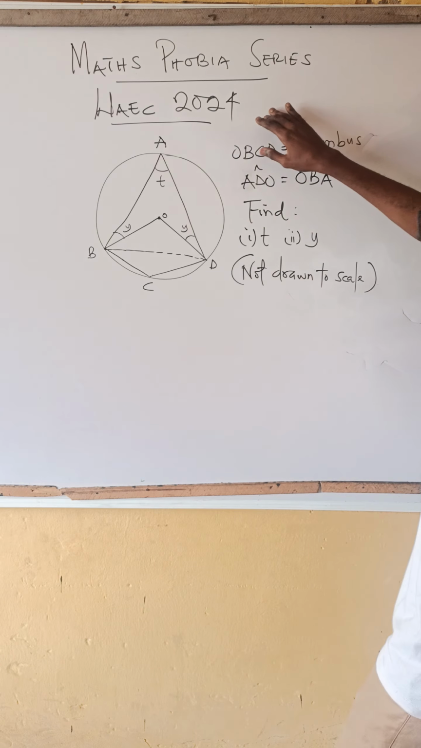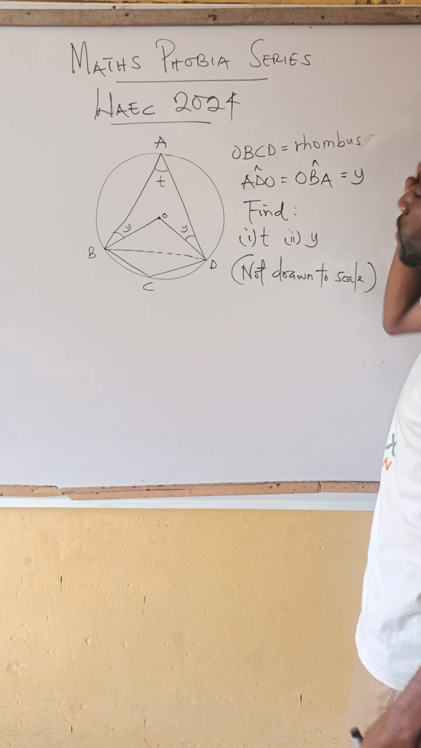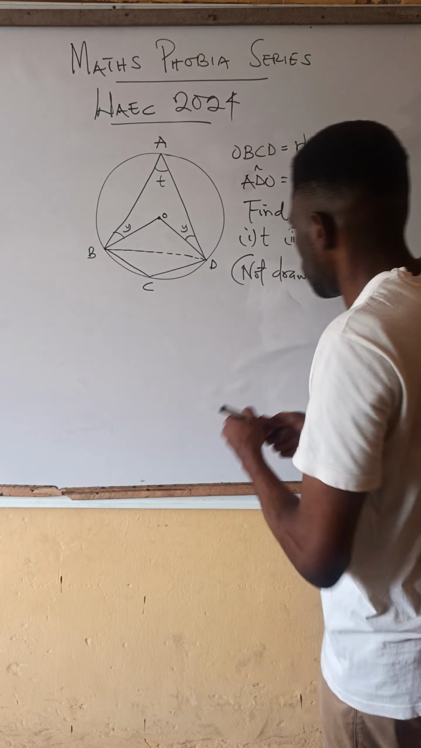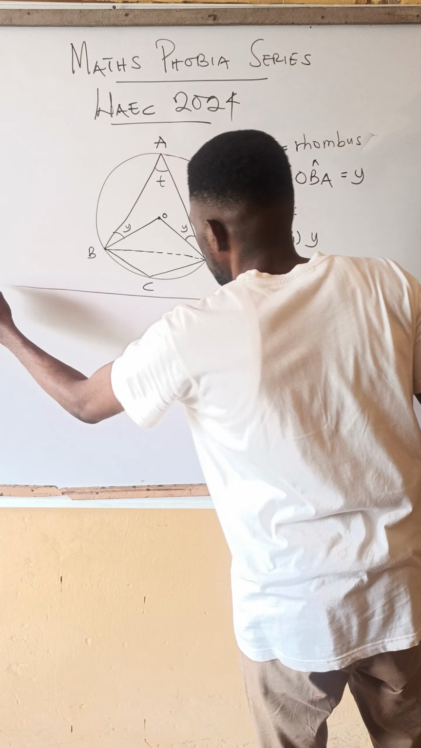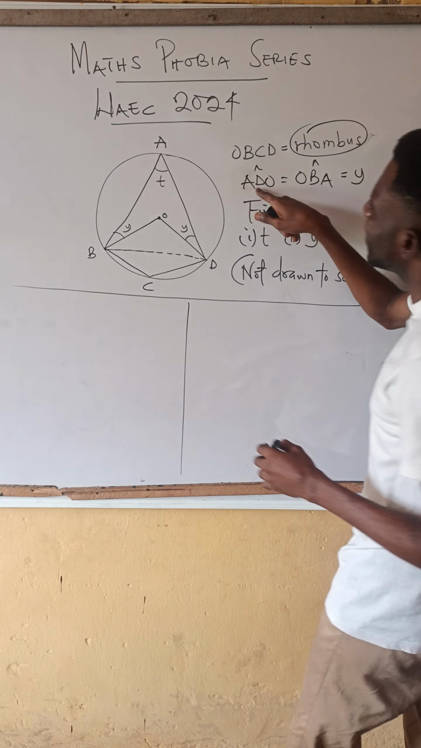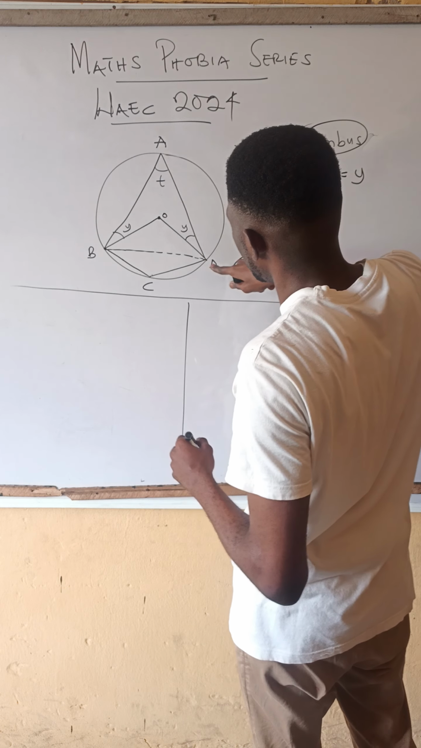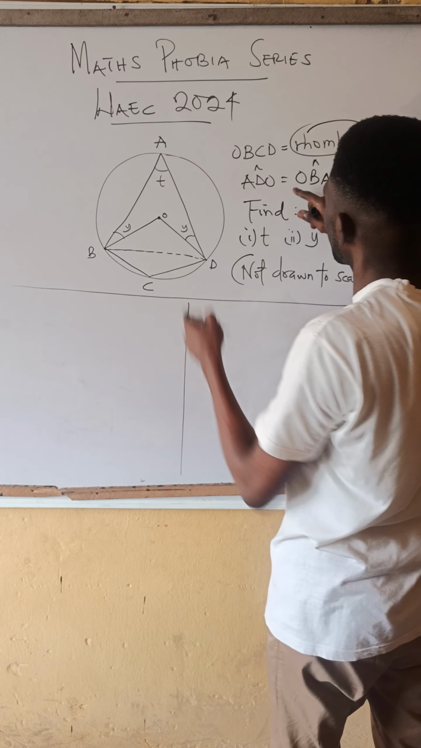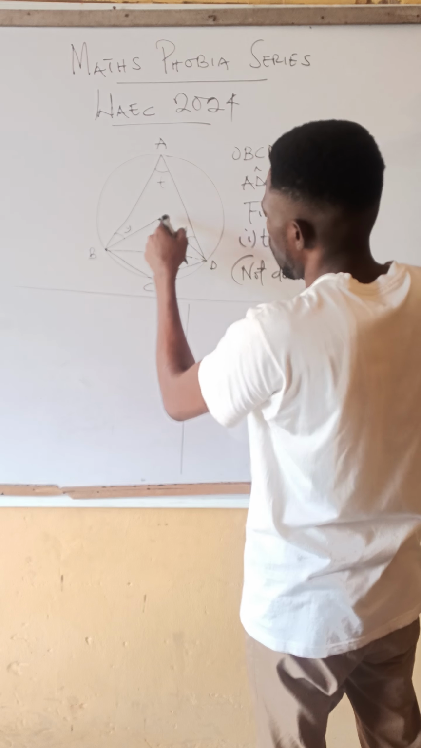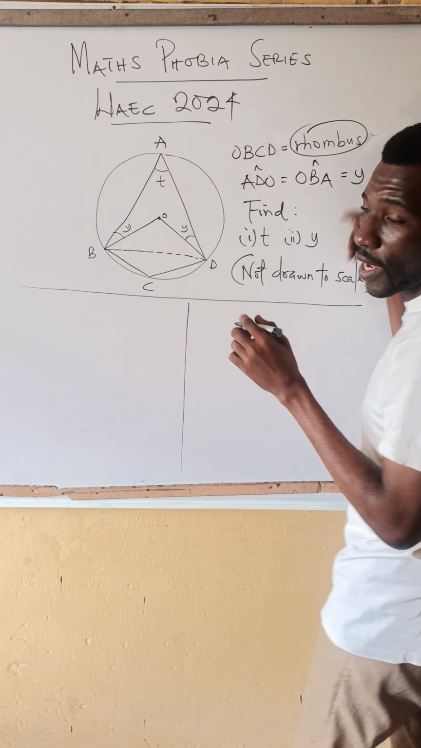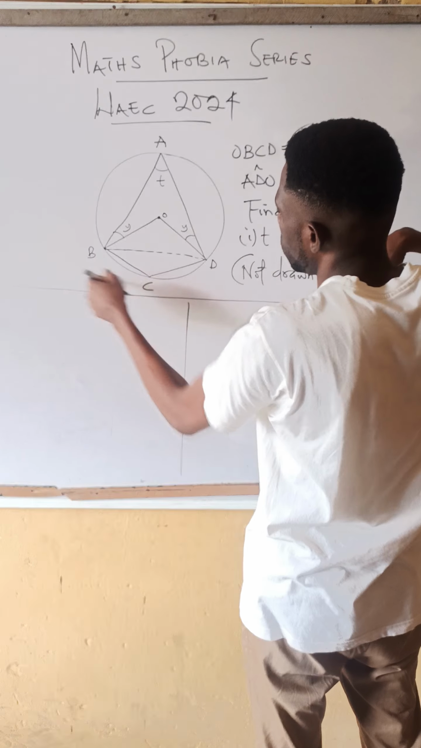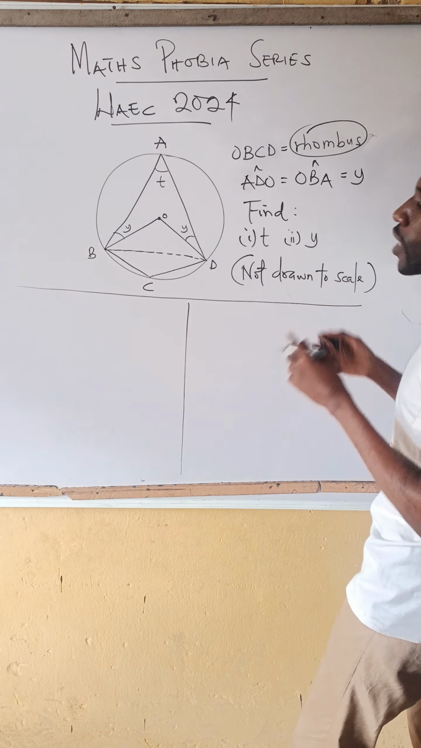Now, we're told that we have a circle with center O. We're told that OBCD is a rhombus. Take note of that, a rhombus. Now, we are told that angle ADO, which is y, is equal to angle OBA, which is y. So that's correct, they are equal. We're also told that OBCD is a rhombus. Then find t and find y.